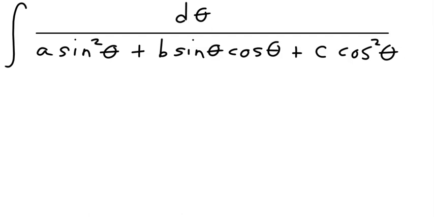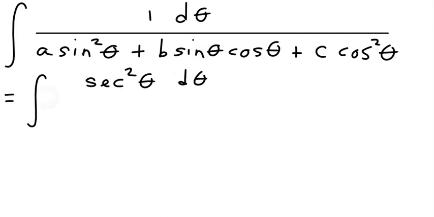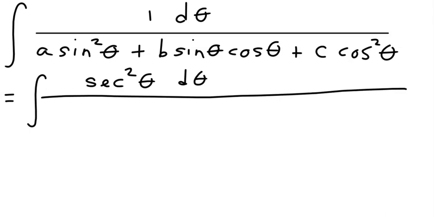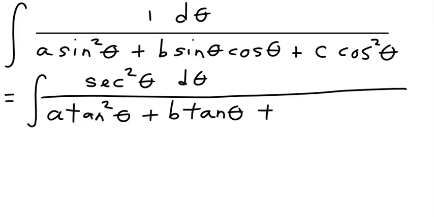So step 1 is to divide the numerator and denominator by cosine squared theta. So the numerator is 1, and if you divide 1 by cosine squared theta, it becomes secant squared theta d theta. Now the denominator. If you divide sine squared theta by cosine squared theta, that's going to give you tangent squared theta. The second term of the denominator, if you divide sine theta cosine theta by cosine squared theta, that's simply going to give you tangent theta. And the last term will simply give you c, because cosine squared theta over cosine squared theta is 1.